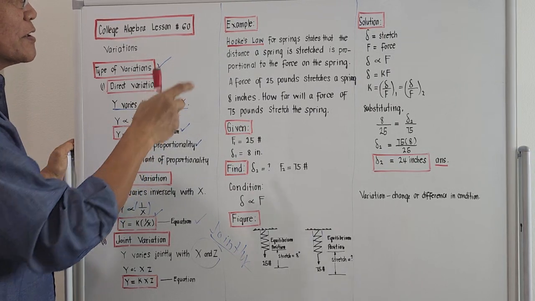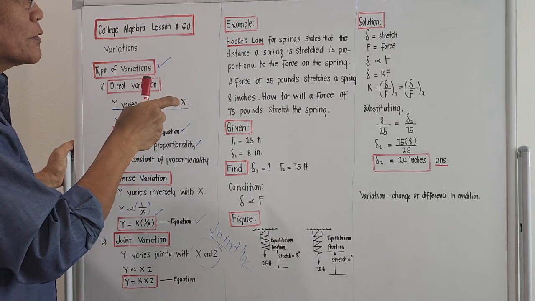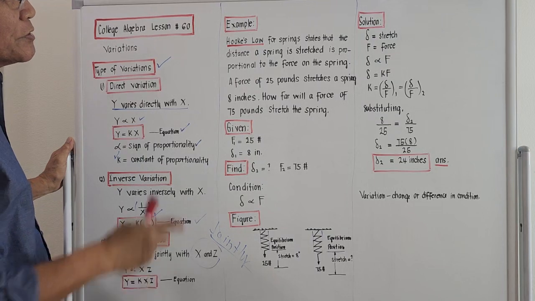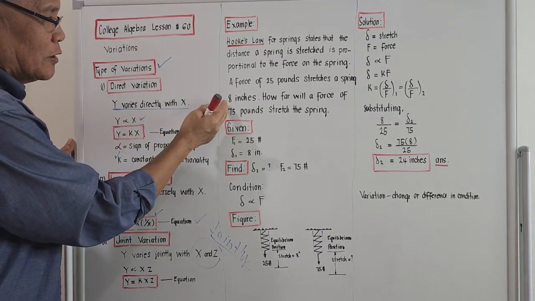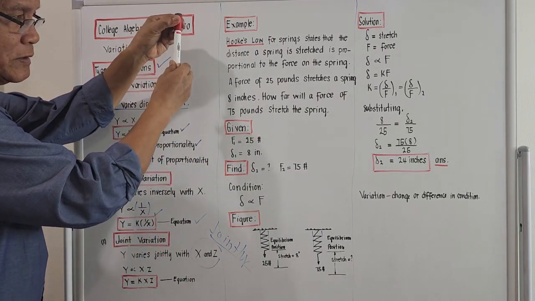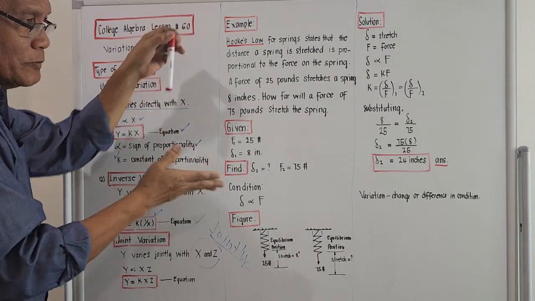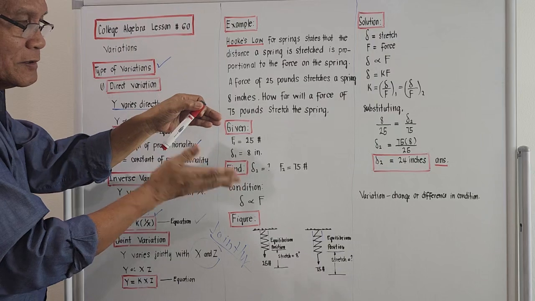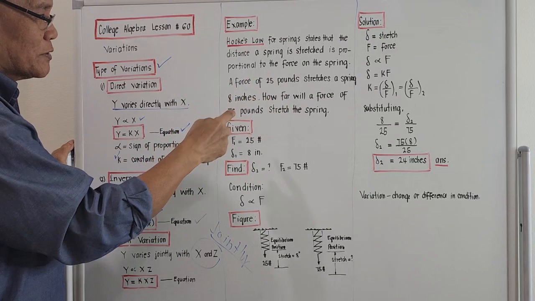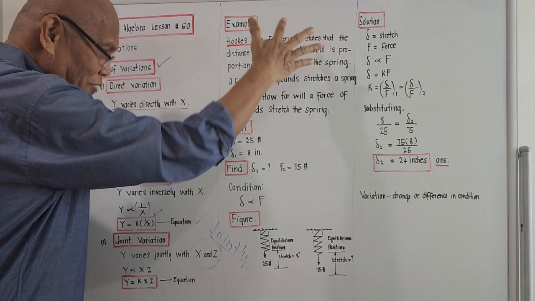states that the distance a spring is stretched is proportional to the force on the spring. A force of 25 pounds stretches a spring 8 inches. So meaning to say, there is a spring, and if he applies 25 pounds, that spring could be stretched up to a value of 8 inches. The problem is, how far will a force of 75 pounds stretch the same spring?